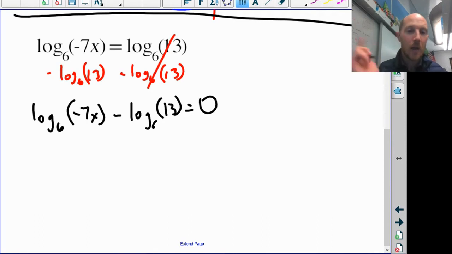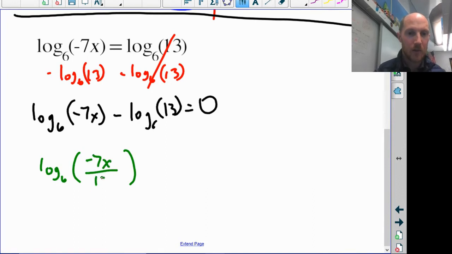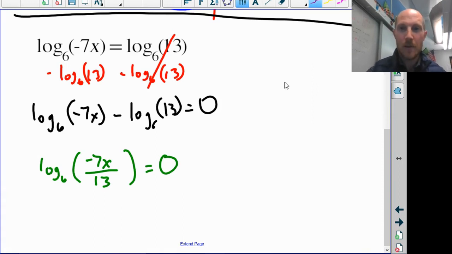on the right-hand side. And then, I have two different logs that are being subtracted. I can condense that, take this subtraction, and rewrite it as a single log containing division. Log base 6 of negative 7x divided by 13. Okay, so I got a single log. That's nice. Hooray! And then at this point, I will again change this log into exponent form.